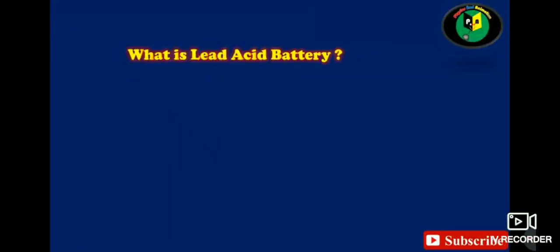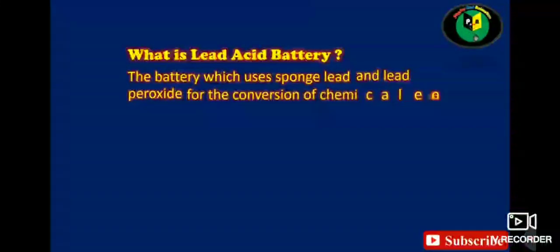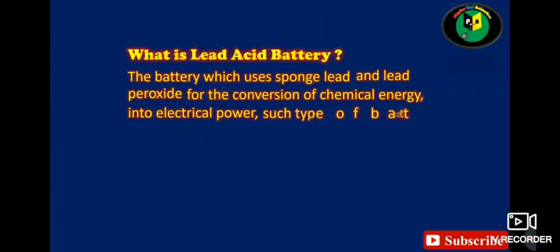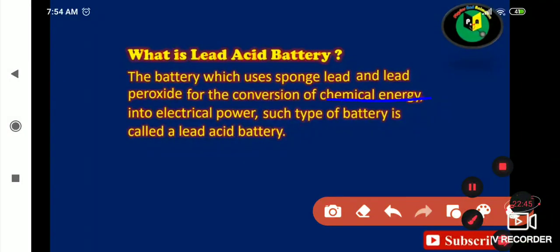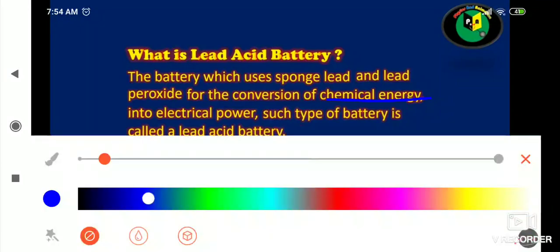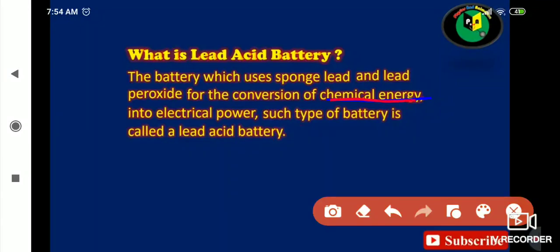What is a lead acid battery? The battery which uses spongy lead and lead peroxide for the conversion of chemical energy into electrical power is called a lead acid battery. You see this definition: the battery which uses sponge lead and lead peroxide converts chemical energy, the chemicals present in the cell, into electrical power. Such a type of battery is called a lead acid battery.